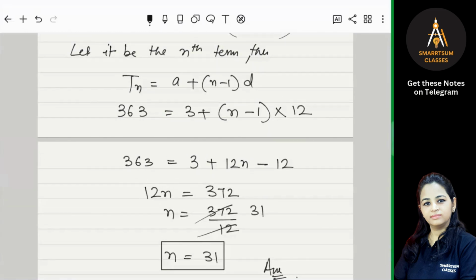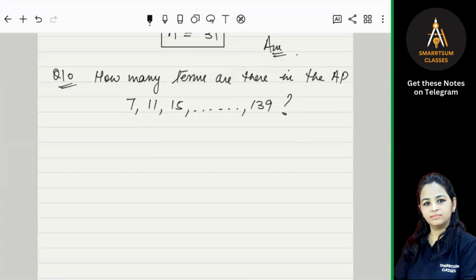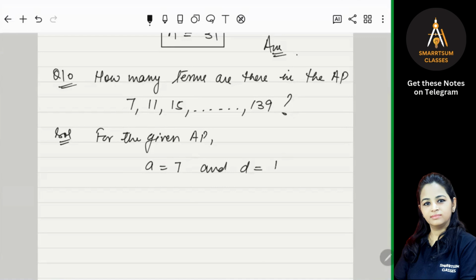Now, in question number 10, how many terms are there in the AP given here? 7, 11, 15 to 139, right? So the AP is given from the first term to the last term. Now we have to find how many terms are there. For the given AP, we will first find A and D. A is 7, the first term, and the common difference D is 11 minus 7, that is 4.